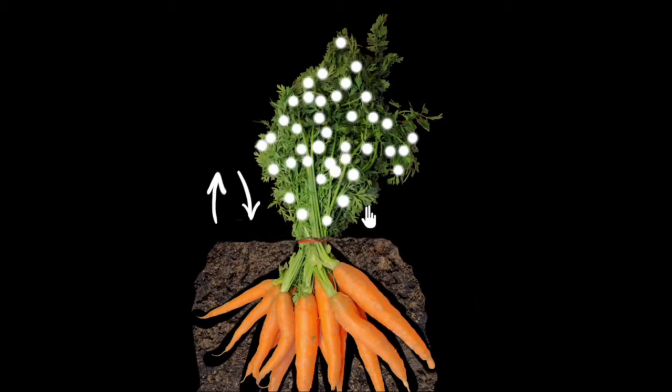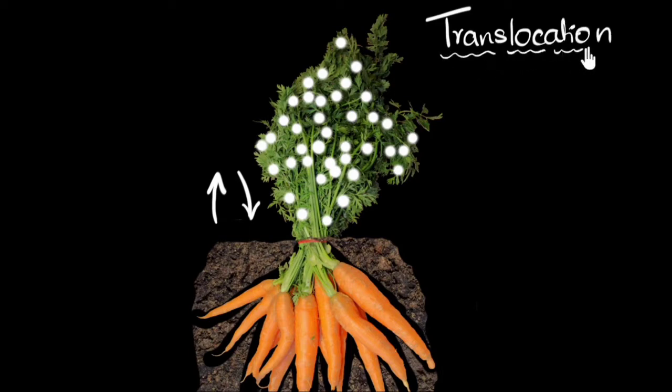And this process of moving the food around wherever they want, we give a name to it, we call it translocation. Translocation. This is basically plants and trees moving the food around to the places they need.